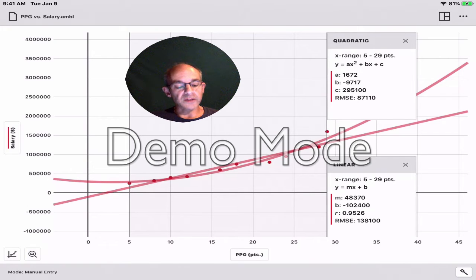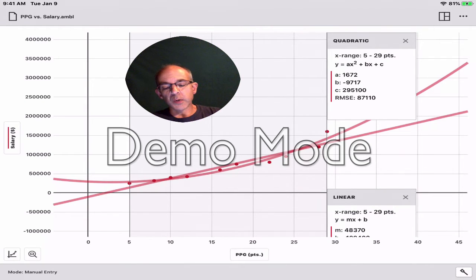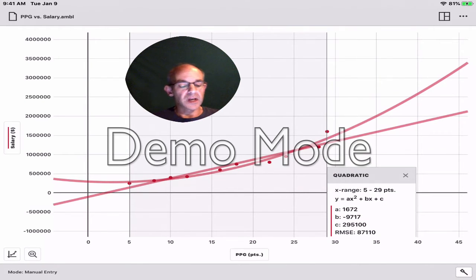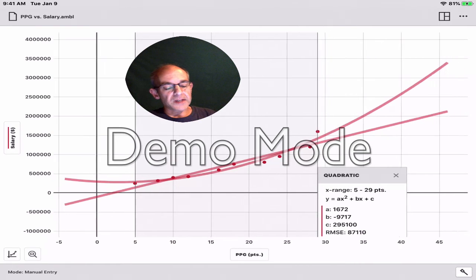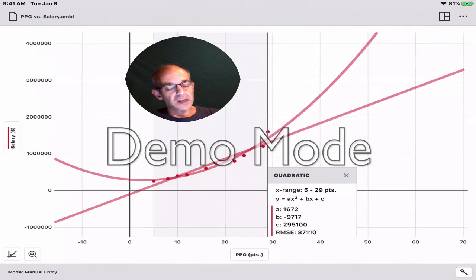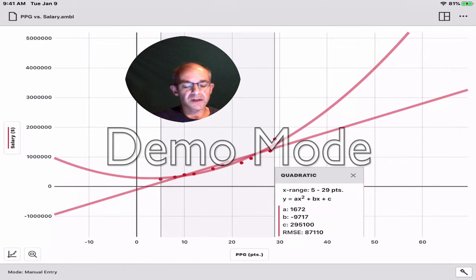But you also have to look at this and say, does the line or the curve make sense if you look to the left and the right of the data set? If you go a little less than the points per game that we mapped out and a little more, does it seem realistic? That's something we need to look at. So what I want to do is pull these down here a little bit and take a look at this.